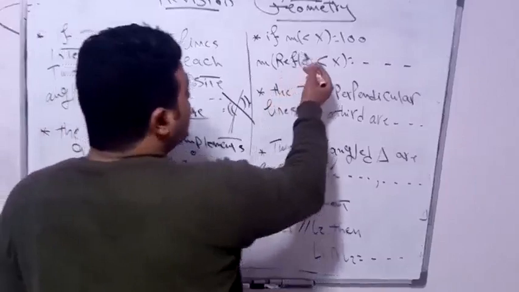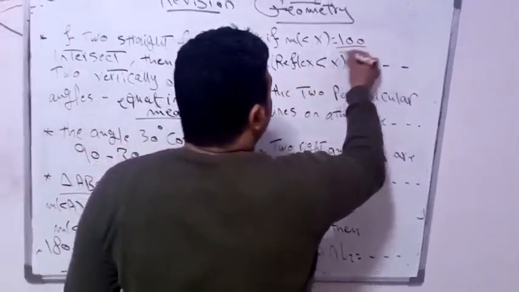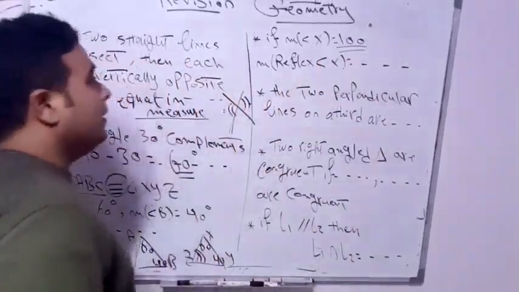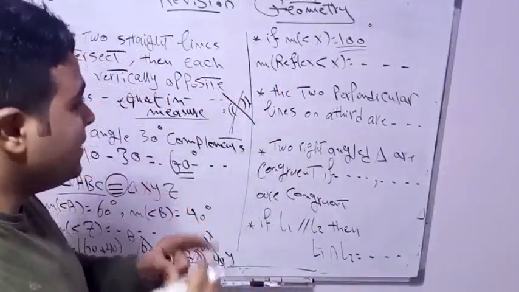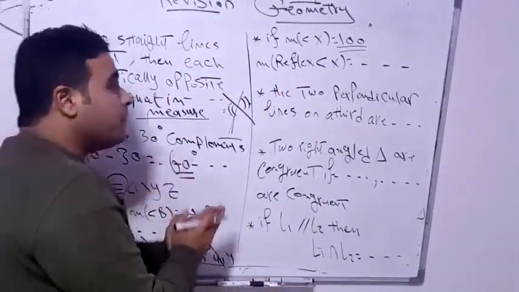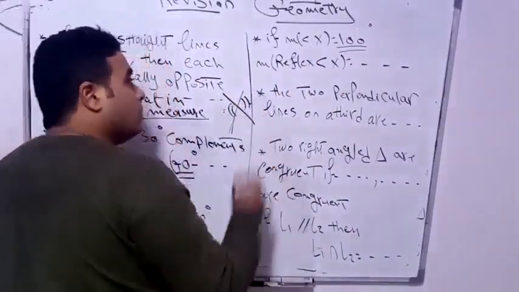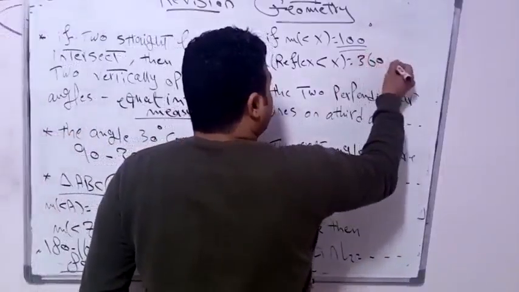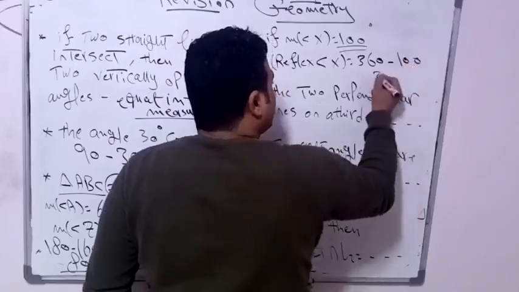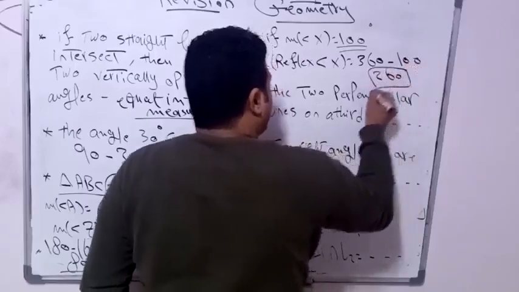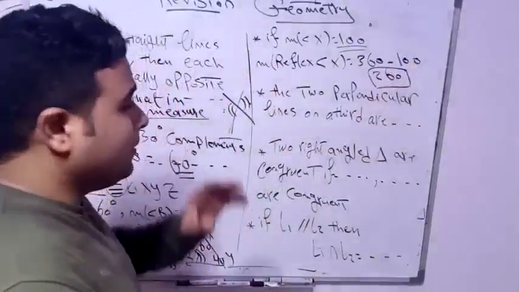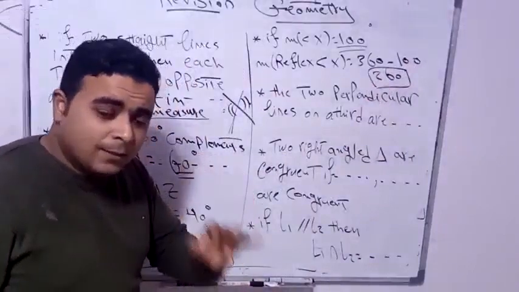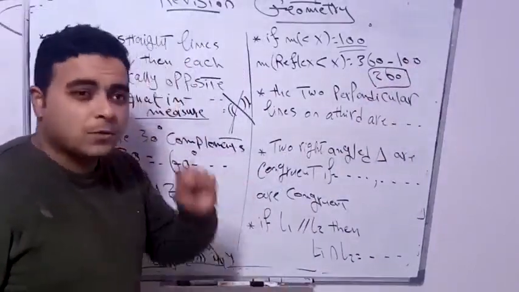The next question here: if we have measure of angle X equal 100 degrees. I have angle 100, I want to find the reflex angle. How can we find the reflex angle? Subtract from 360: 360 minus 100 becomes 260. So if I give you an angle and I want to find the reflex angle, subtract from 360.